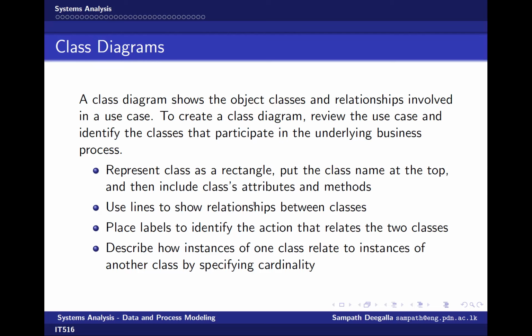If there is a relationship between, let's say, 2 classes, you can draw a line to connect those 2 classes. And then you can place labels, right? So what kind of action relates the 2 classes. And then last, we show how an instance of one class relates to an instance of another by specifying cardinality, which means whether it's a one-to-one relationship, one-to-many, or many-to-many, and so on.